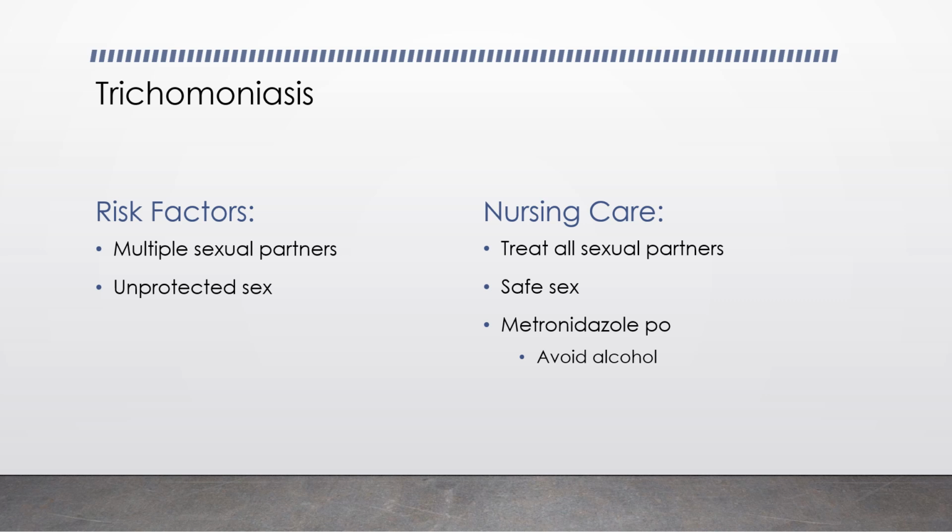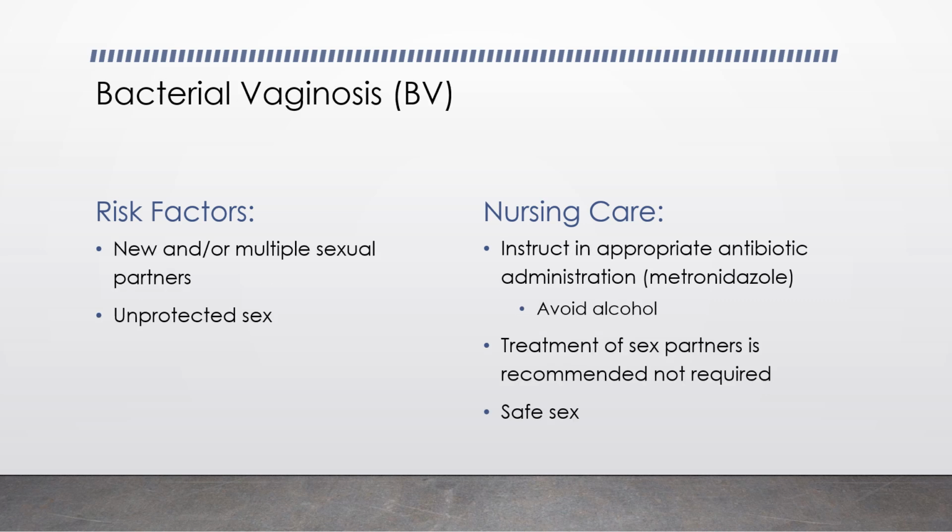Trichomonas, I am not going to say anything more about this. This is just another sexually transmitted disease that some women get. Bacterial vaginosis is pretty common during pregnancy. It's really not a sexually transmitted infection. It is recommended that sex partners are treated, but usually they just need some metronidazole. And when patients take metronidazole, they should avoid drinking alcohol because it can cause nausea and vomiting.